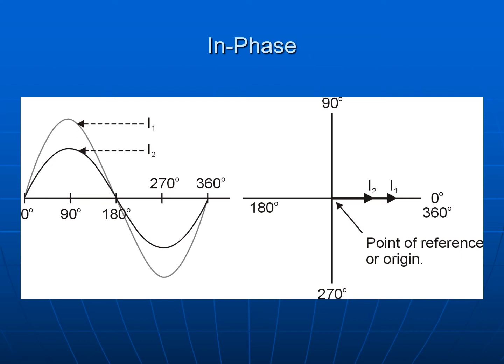Typically, when we have a resistive circuit, both of my phasors would be shown on the reference line. And that means that my current and my voltage and all the other currents within that same system are all at the same angle.